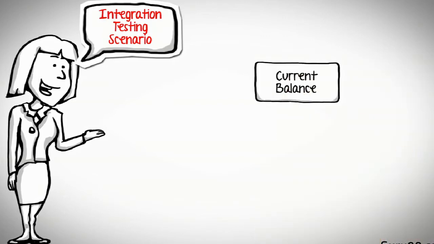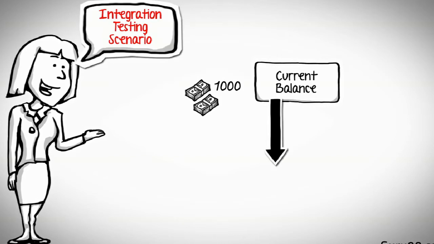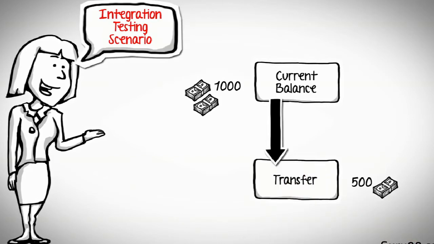Consider this integration testing scenario. In a banking application, a customer is using the current balance module. His balance is 1,000. He navigates to the transfer module and transfers 500 to a third-party account. The customer navigates back to the current balance module, and now his latest balance should be 500.